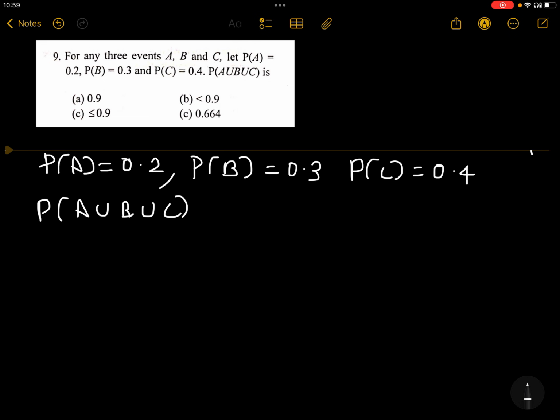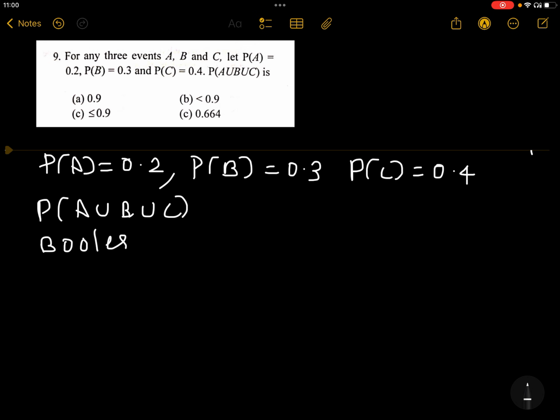Here, the first thing you should notice is the phrase "for any three events." The question does not mention that the events are mutually exclusive or independent. In this situation, we use Boole's inequality.